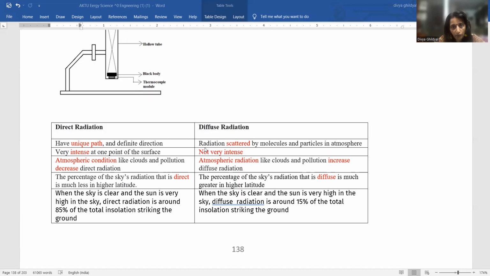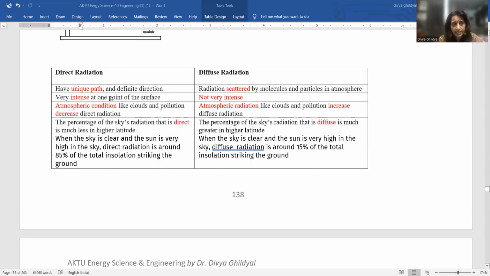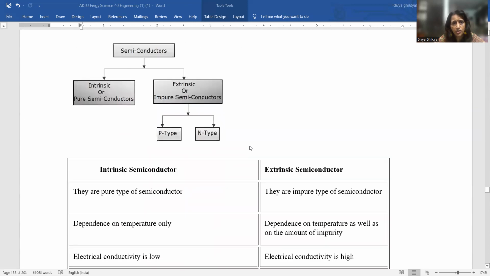Difference between direct and diffuse is: direct has a unique path, diffuse has a scattered path. Direct is intense, diffuse is not intense. Direct depends less on the atmospheric condition, and diffuse gets more diffused with the atmospheric condition. And when sky is clear, I get a good direct radiation. When sky is not clear, diffuse radiation is all the more horrible.